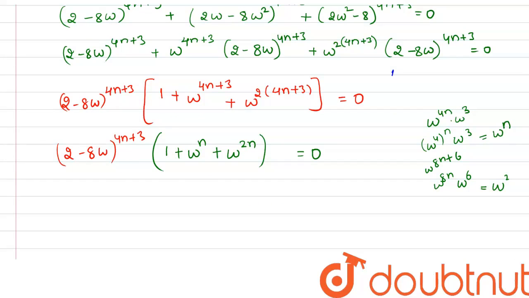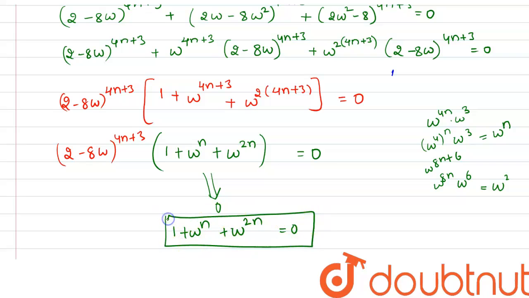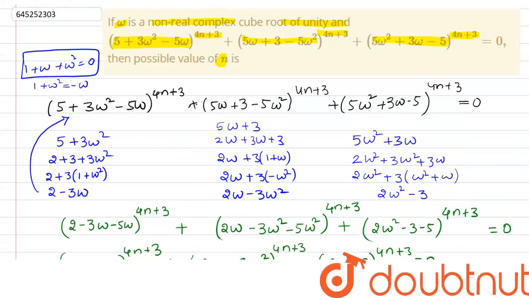Yes. Now, can this term be 0? No. Yeah, because this is our (2 minus 8 omega) whole to the power of 4n plus 3. Can this be 0? For this to be 0, we have to get 2 equal to 8 omega, which is impossible. That means for this value to be 0, what do we get? This is equal to 0. Yes, that means what can we say here? 1 plus omega power n plus omega power 2n is equal to 0. Yes, this is our condition here.